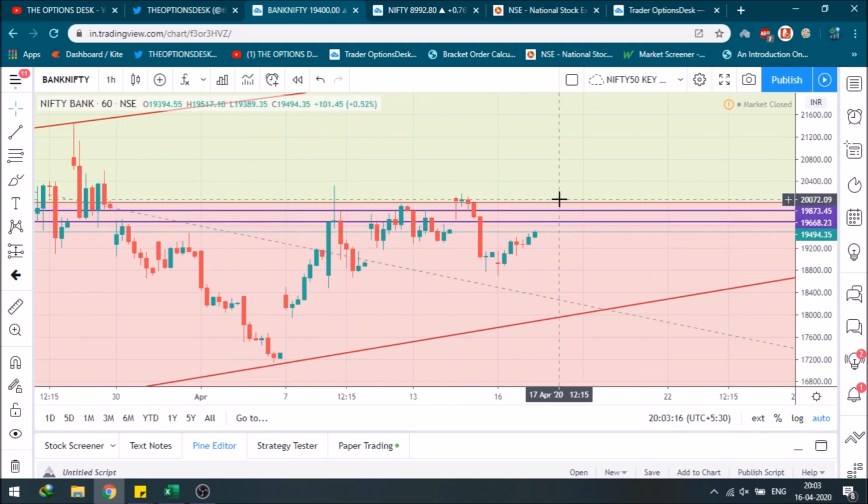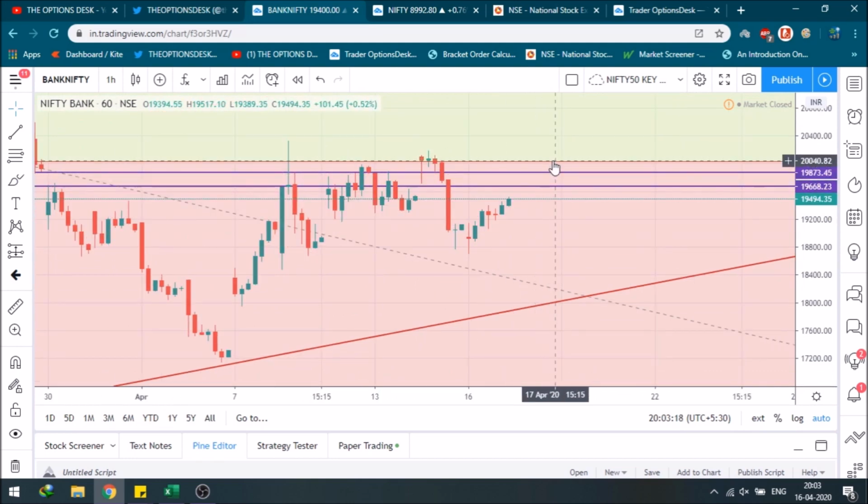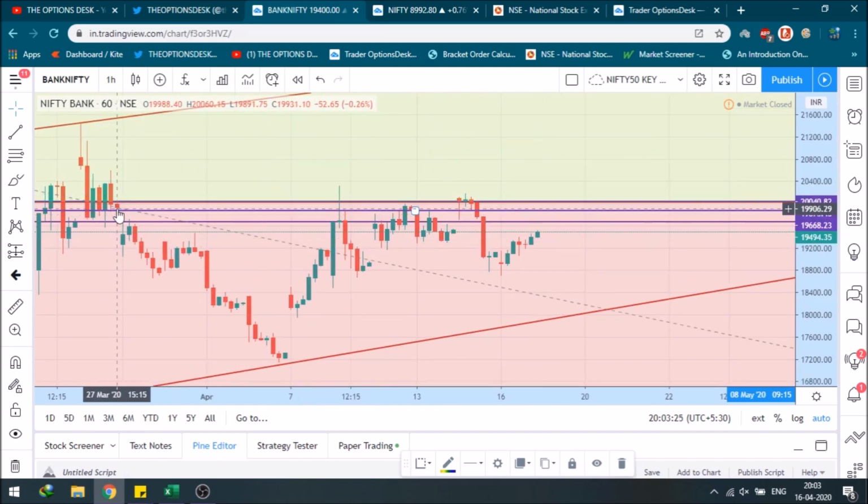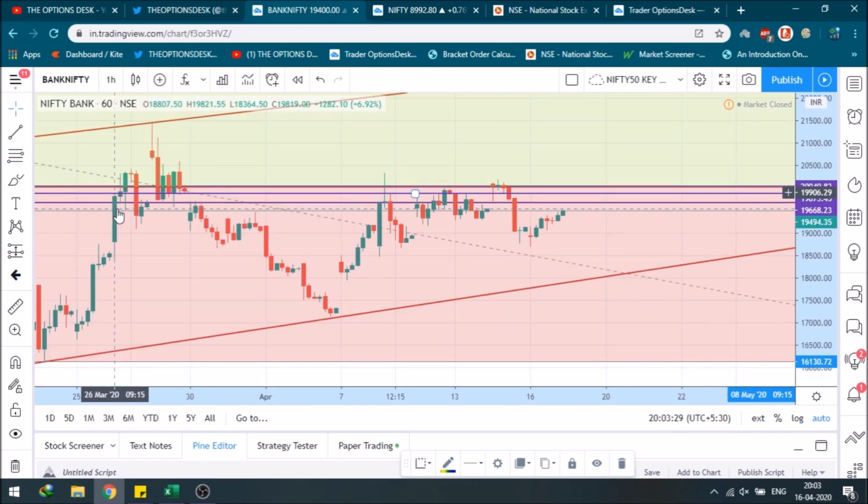Now let's mark the interim resistance. I would definitely mark the interim resistance at the high of this candlestick, as you can see. Because the high of this candlestick has also given the retracement, and the high of the last 1 hour candlestick on 27th of March 2020 has also given a good resistance here.